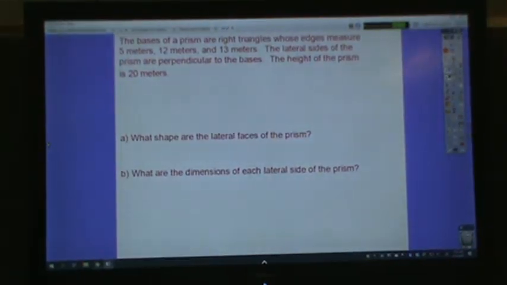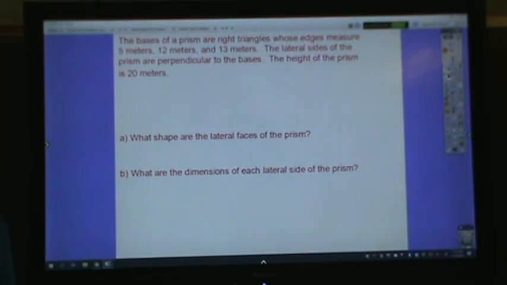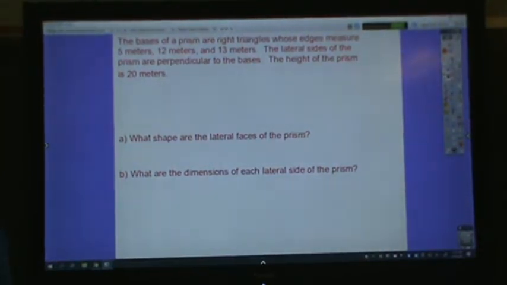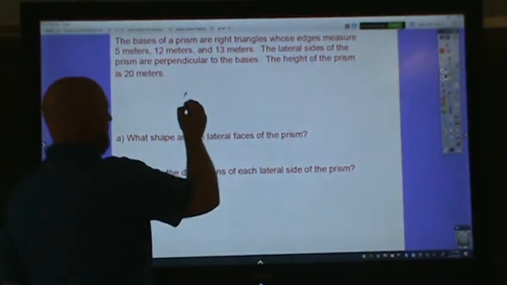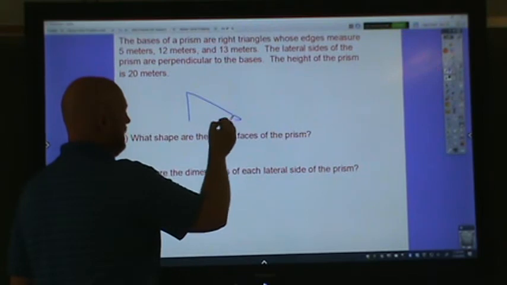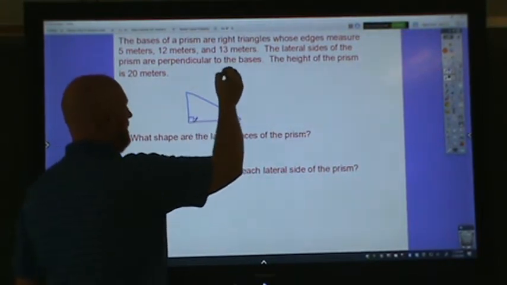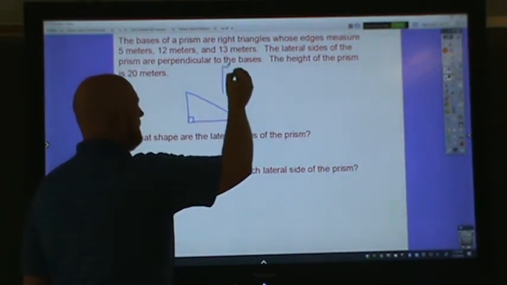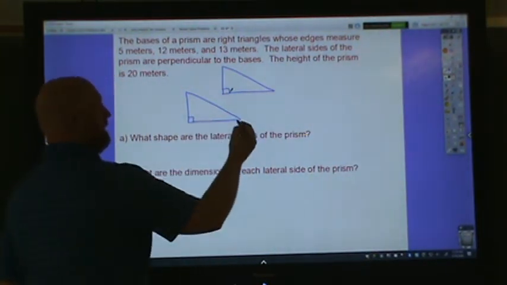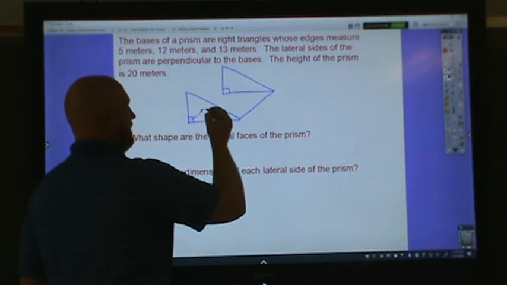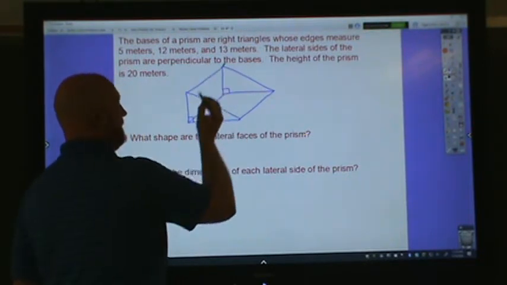The bases of a prism are right triangles whose edges measure 5 meters, 12 meters, and 13 meters, which is a Pythagorean triple. The lateral sides of the prism are perpendicular to the bases. The height of the prism is 20 meters. So I'm going to draw a picture here where I draw those right triangles as the bases. I draw one right triangle and then I try to draw the same right triangle up and to the right. And then I connect the corresponding vertices so that I get that optical illusion of a 3-dimensional shape.